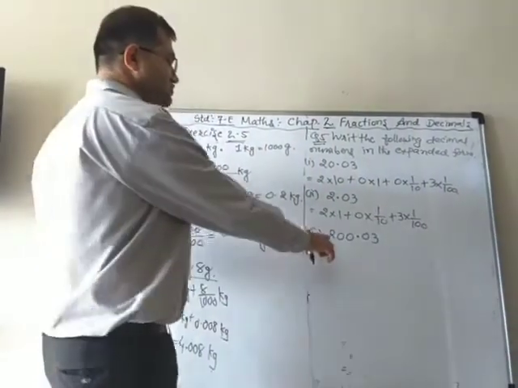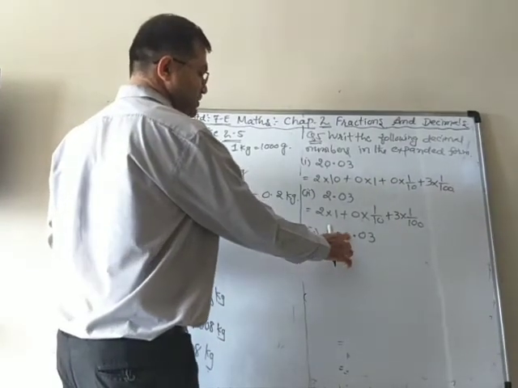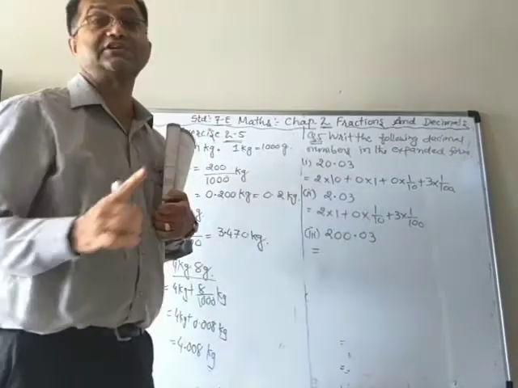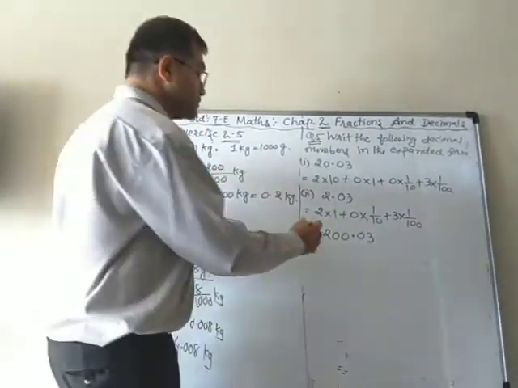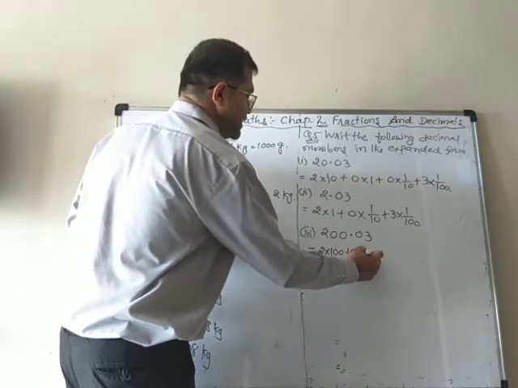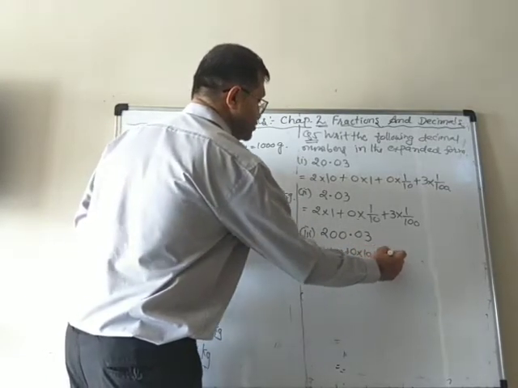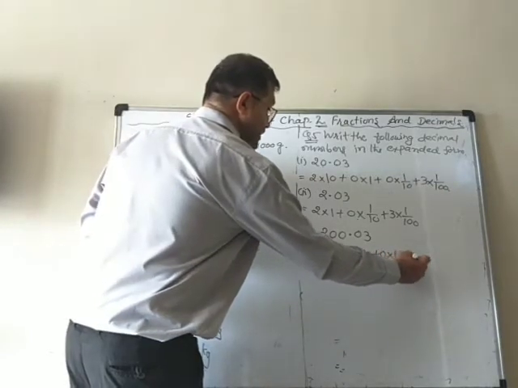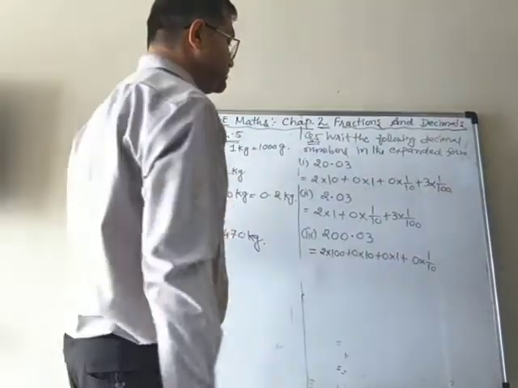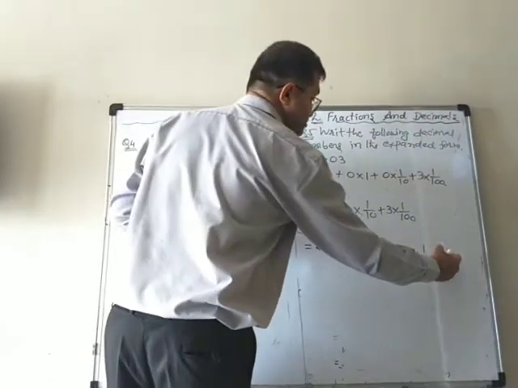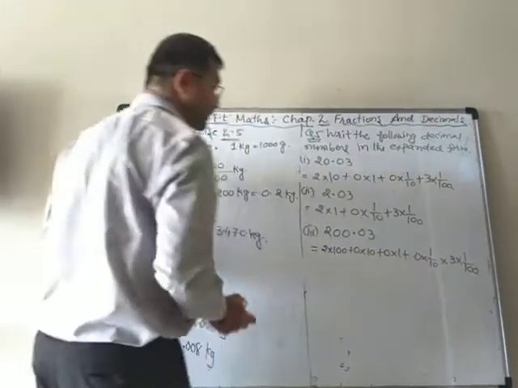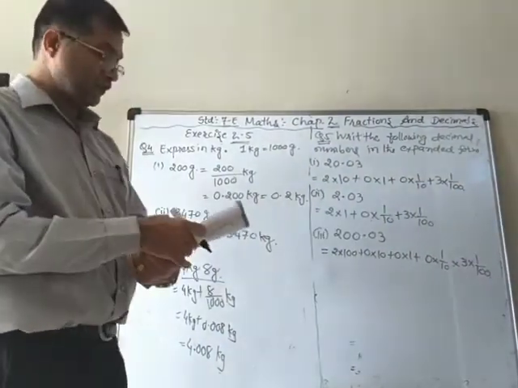So here 2 is in which place? Units place, tens place, hundreds place. So 2 is in the hundreds place, so we have to multiply 2 by 100. Then 0 by 10. Then again 0 by 1. Then again 0 by 1 upon 10 because it is on the right side. And then 3 is in the hundredths place, so 3 multiplied by 1 upon 100. That is the expanded form.